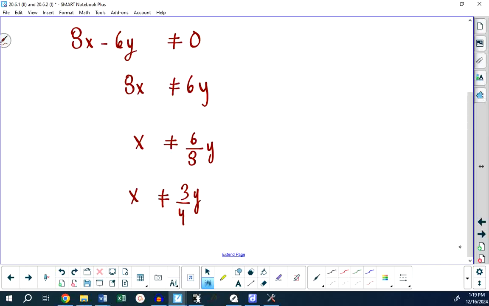Not that it really matters, but I'll just throw it out there. The statement at the bottom on the left tells us what x is not allowed to be in terms of y. The statement at the bottom on the right is telling us what y is not allowed to be in terms of x. They're the same statement. We usually write x is not equal to.